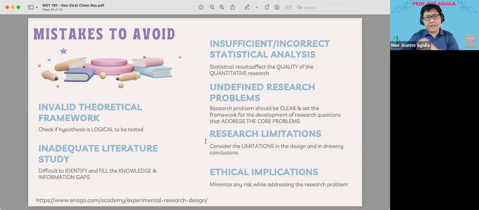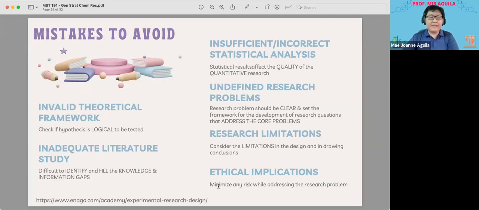Another thing, although this might not be a mistake really, but you need to take note that there's always going to have research limitation. So one limitation that I mentioned is the time to do the research. Okay, so you need to consider those limitations in the design and later on in drawing conclusions. So you need to make sure that the limitations are taken care of, and if you are able to go around with these limitations in the design, the better, because that means that the conclusions that you have would be able to not include this limitation, or it has already an answer to this limitation.